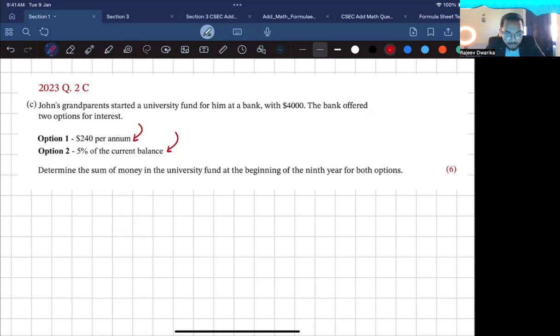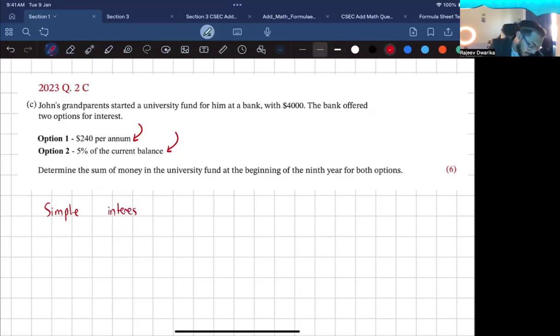This is the easiest way you could look at it. Option one is simple interest. I think everybody knows the simple interest formula by now. You had to learn simple interest in Standard 5.